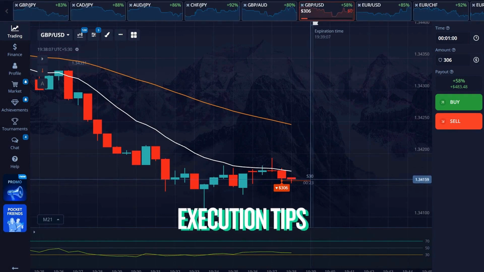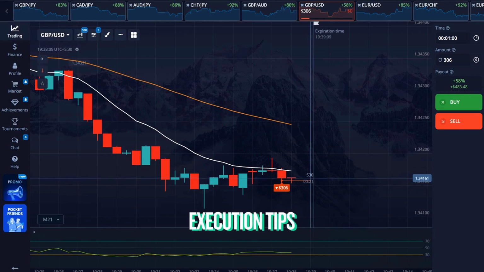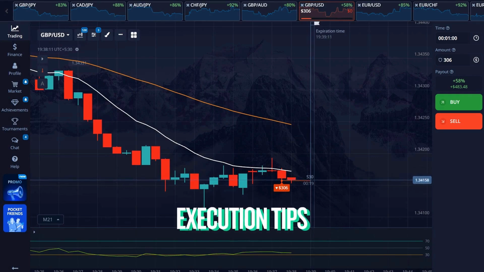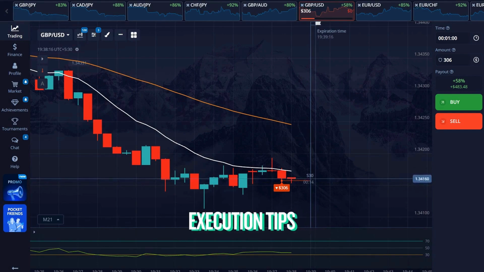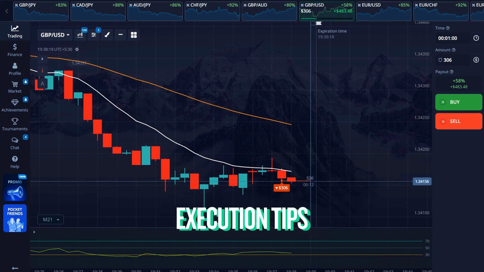Add an extra layer of confirmation by checking nearby support and resistance zones or round number levels. A small increase in volume on the breakout or continuation candle gives stronger confirmation that the trend is active.